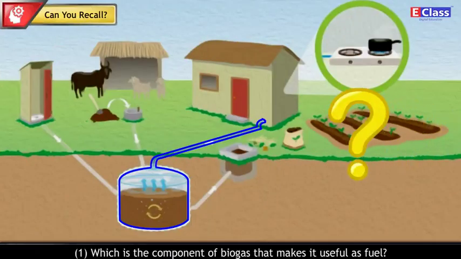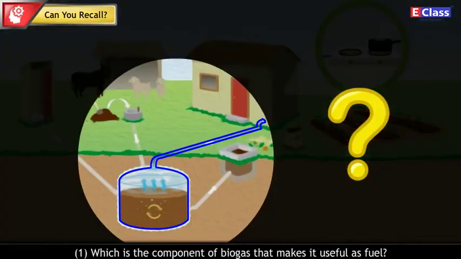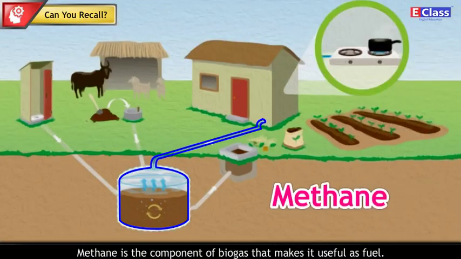1. Which is the component of biogas that makes it useful as fuel? Answer. Methane is the component of biogas that makes it useful as fuel.